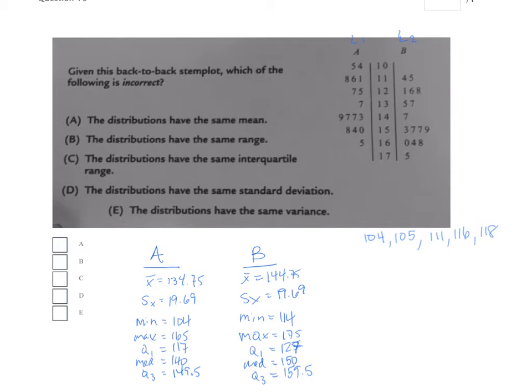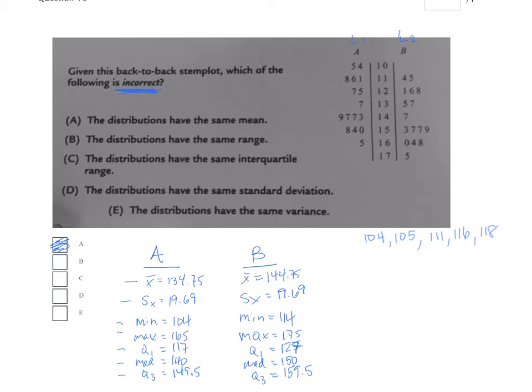So I wrote all of the information out. The first thing I have put is X bar, the mean, and then the standard deviation, the minimum, the maximum, Q1, the median, and Q3. So it says distributions, we're looking for the incorrect answer. So it says distributions have the same mean. Well, right there looking at that, I know that that's not true. So that's probably our answer.